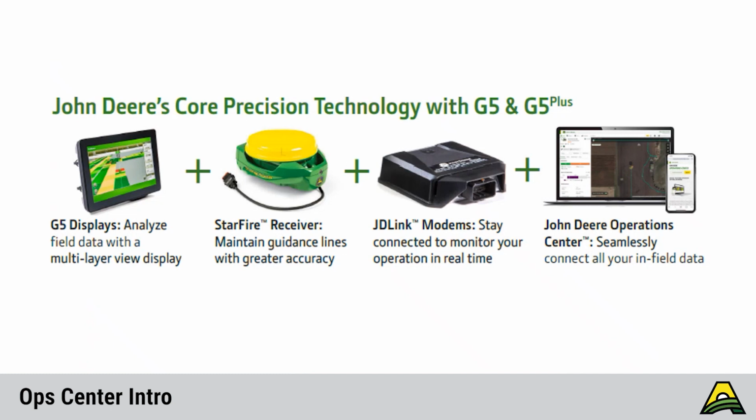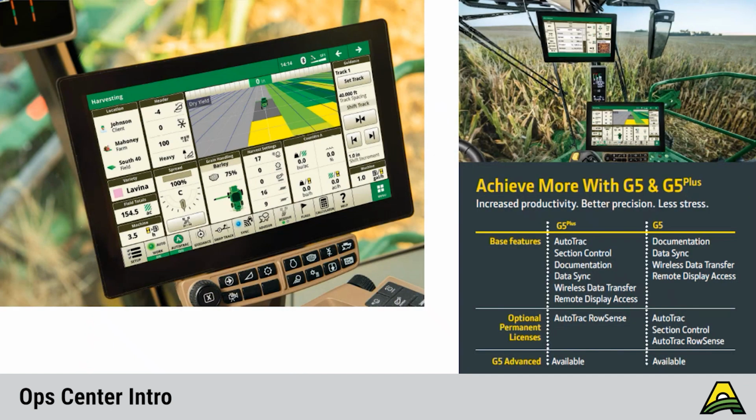We got our G5 displays, Starfire receivers, the 7000 or 7500. We have our R and M series modem, all of those things in cab, in field, working together to get that data to Operations Center. So we want to make sure we point out some key differences, especially on the display side.